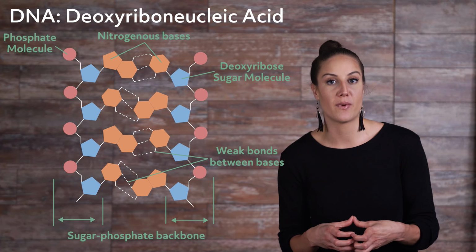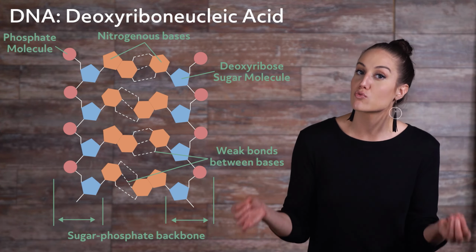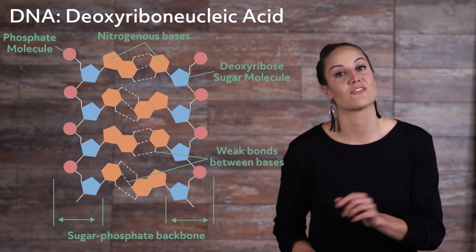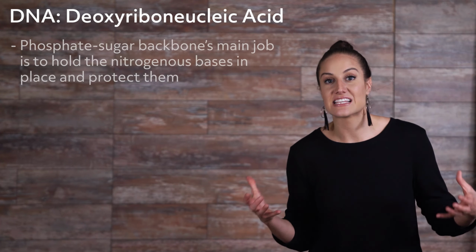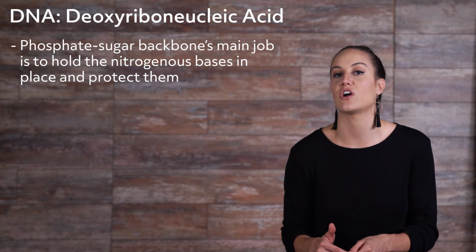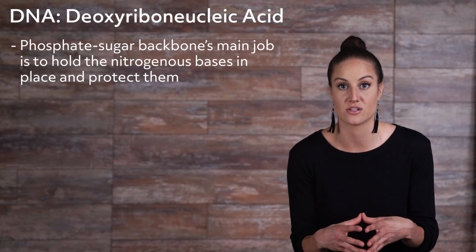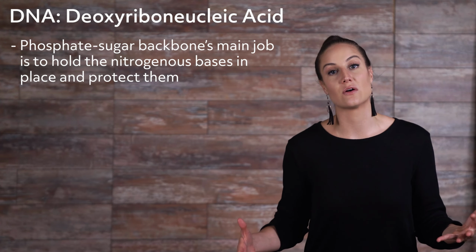Hydrogen bonds are weak bonds, but the bonds between the phosphate and sugar molecule are very, very strong bonds, which means they're very stable and can handle resistance. So basically, this phosphate sugar backbone's main job is to hold the nitrogenous bases that function as the coded set of instructions in place, and to protect them from outside elements.